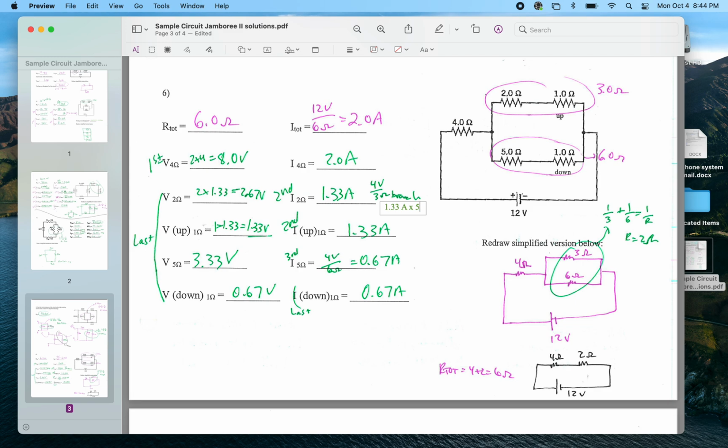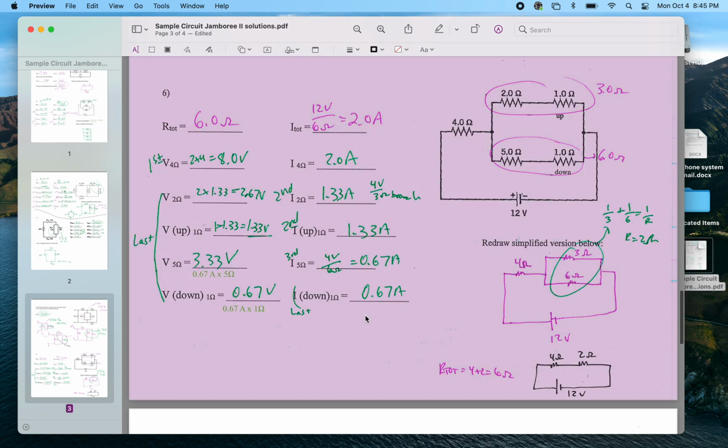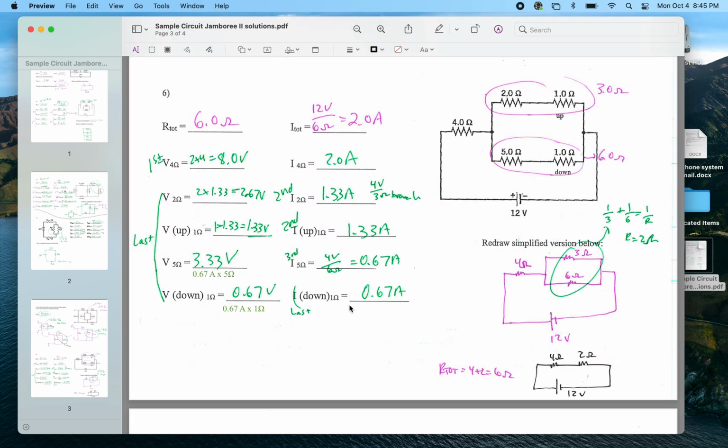See if I can find the keystroke for ohm. Oh, I did. That's right there. Actually, that's a lie. That's 0.67 amps times 1 ohm. Okay? So that's how we would do that.